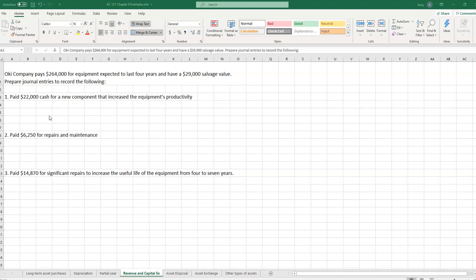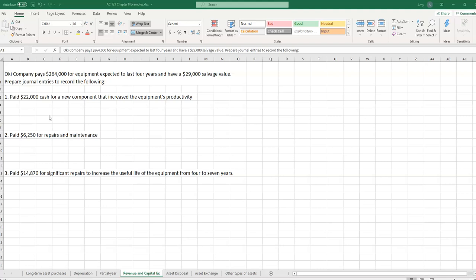Capital expenditures, however, make huge differences in either the useful life or the productivity of the equipment. If there is an expense that has that qualification, then it gets capitalized, which means that instead of being recorded as an expense, it is added to the original cost of the equipment. So we have three different examples.